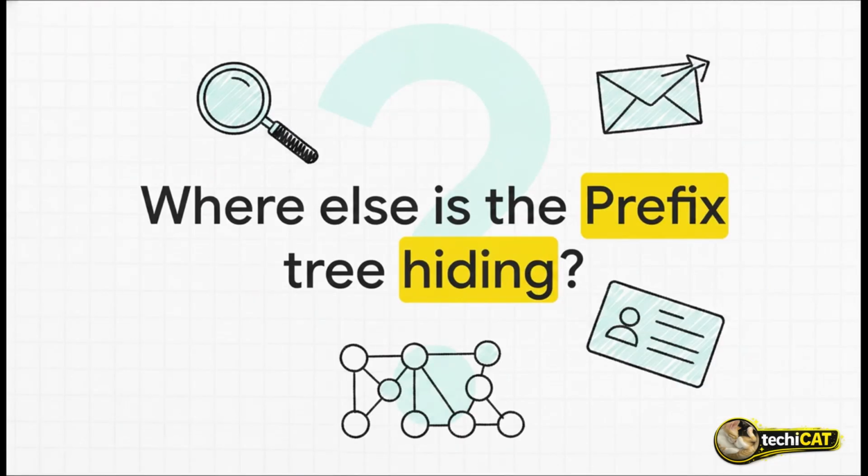Which brings us to a final thought for you. As you go about your digital life today, typing in search bars, sending emails, looking up contacts, I challenge you to look at your favorite applications and ask yourself, where else is this brilliant, invisible prefix tree hiding? The trie is absolutely one of the most elegant data structures in computer science, and now you know exactly how it works. Thanks for joining me for this explainer, and keep exploring the hidden structures that shape our digital world.